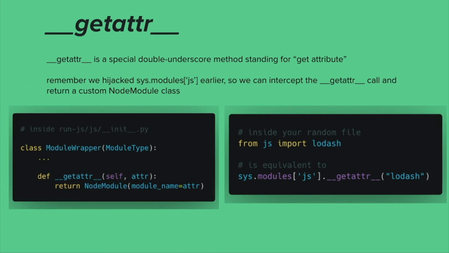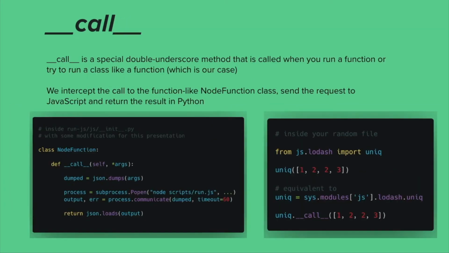Dunder getAttr is a special dunder method, meaning get attribute. Remember, we hijacked sys modules earlier, so we can intercept a dunder getAttr call and return a custom node module. Dunder call is a special method that is called when you run a function or run a class that acts like a function. We intercept these calls, redirect them to JavaScript, and return the results.